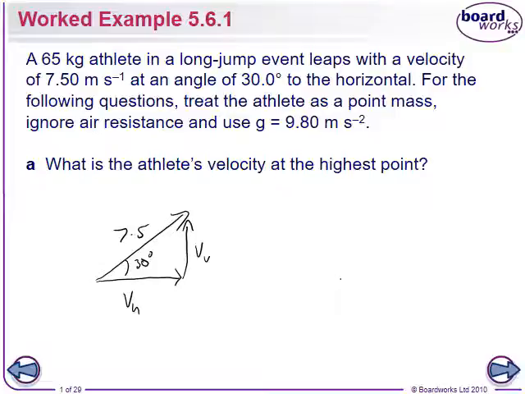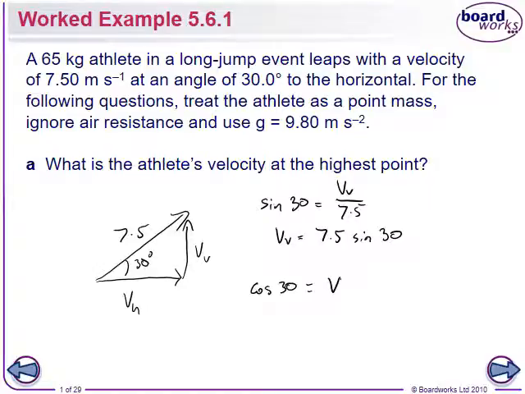So if we want the vertical velocity here, we've got the opposite and hypotenuse. So sine of 30 is going to be equal to VV on 7.5. So therefore VV will be 7.5 sine 30. Likewise, cos 30 will give us VH over 7.5. So therefore VH is going to be 7.5 cos 30.